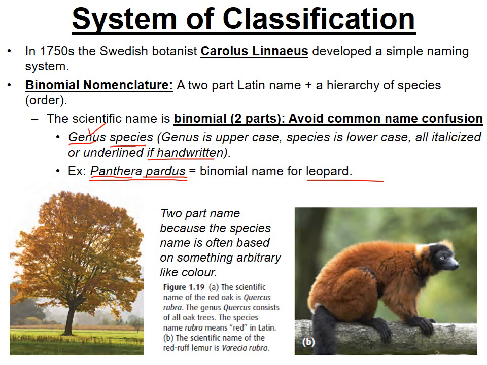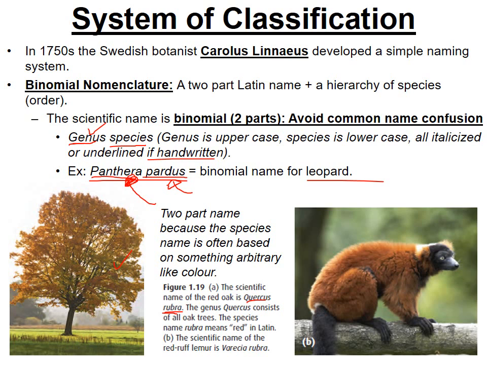Now in the two-part name, the genus is usually the thing that tells you if two organisms are related or similar to each other in certain characteristics. The species name is more arbitrary. It's based off certain things about the creature. So for example, if we look at A, the scientific name for this red oak over here is Quercus rubra. Quercus means that it's an oak tree, so all oak trees are Quercus. The rubra part means it's red.